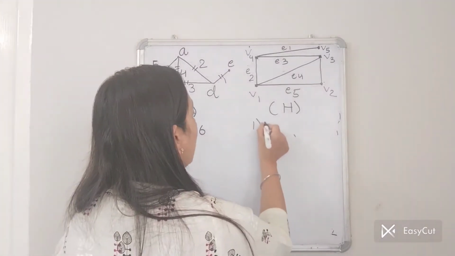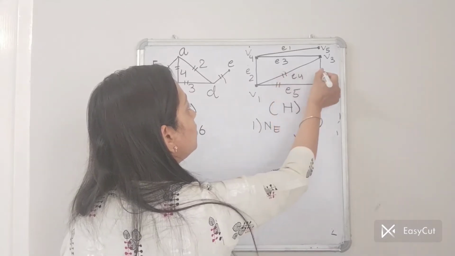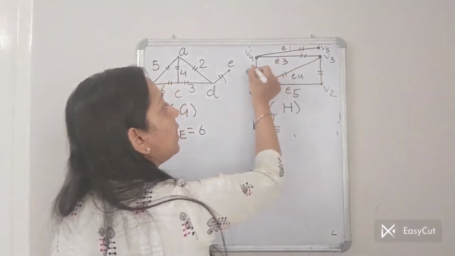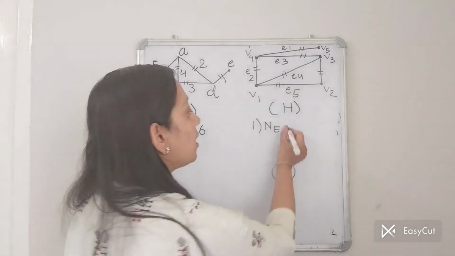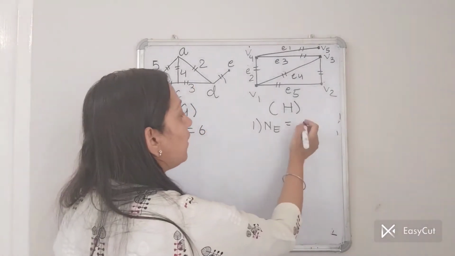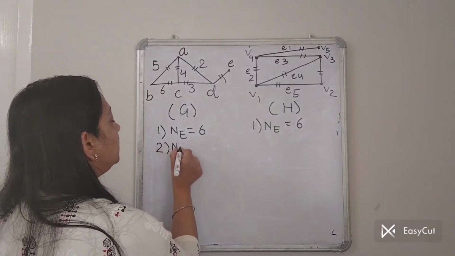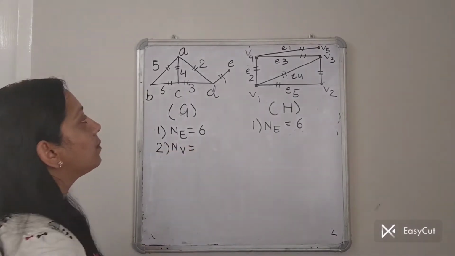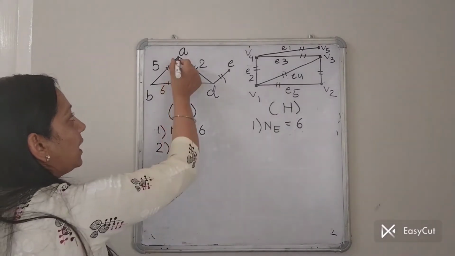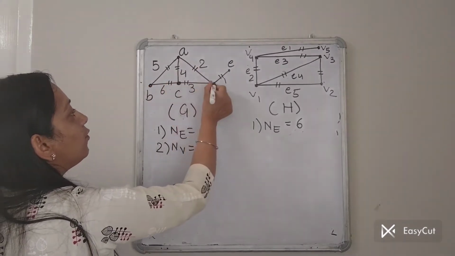Then again for graph H, what are the total number of edges? 1, 2, 3, 4, 5 and 6. So the total number of edges in graph H are also 6. So in terms of number of edges, they are the same. Then let's look at the number of vertices. The graph G has 1, 2, 3, 4 and 5.